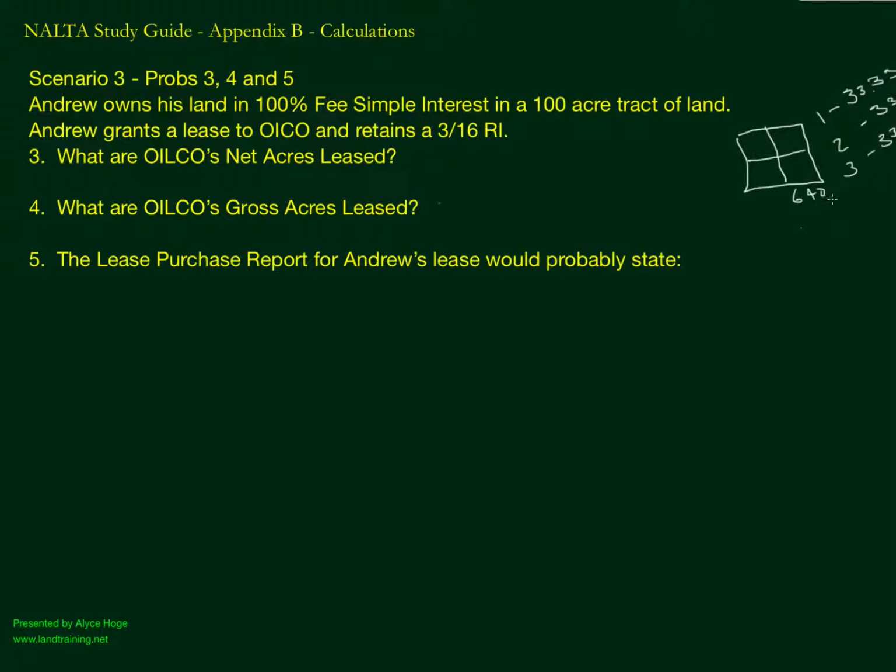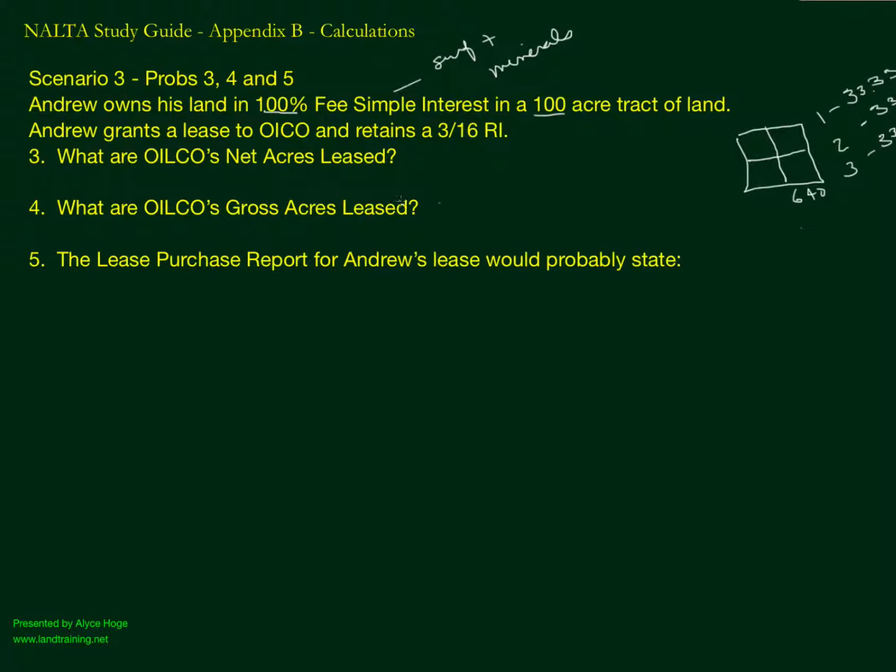But for this first problem, we're not really concerned about that because it reads Andrew owns his land in 100% fee simple. Remember that we said that means they own the surface and the minerals in a 100-acre tract. So he owns 100% and he's got 100 acres. Andrew grants a lease to Oil Co. and retains a 3/16 royalty.